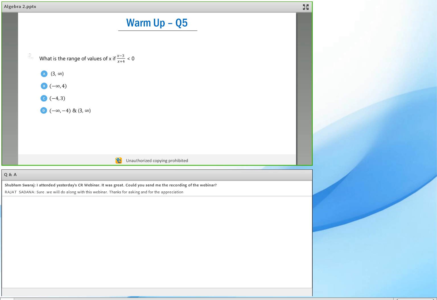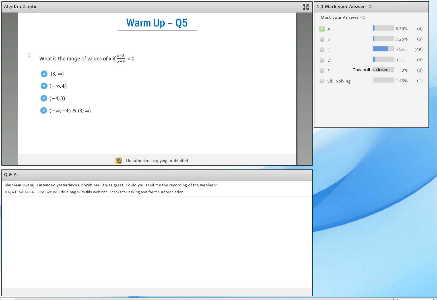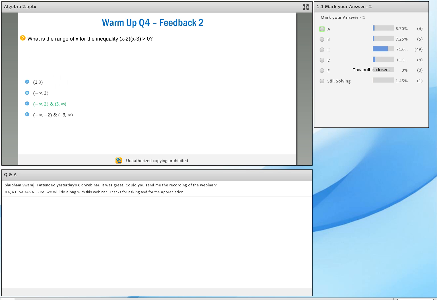We're going to look at 600 level questions, where I'm going to go through the explanation in more and more detail. So let's go with warm-up question number 4. 71% of you got it right, exactly 71%. What this question asked was, what is the range of x for the inequality x minus 2 multiplied by x minus 3 to be greater than 0.